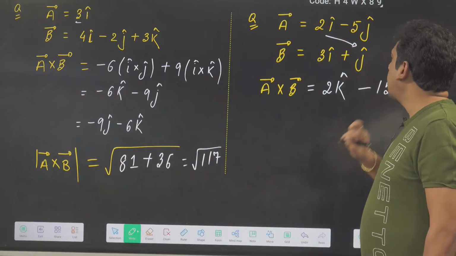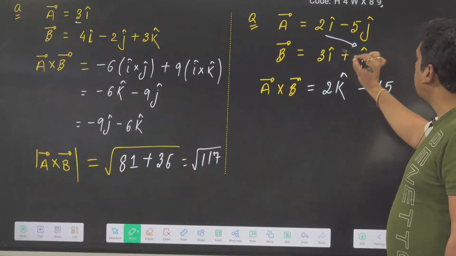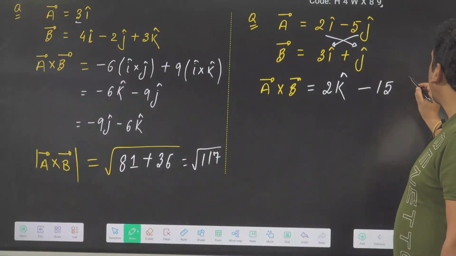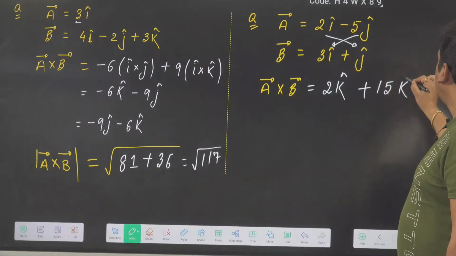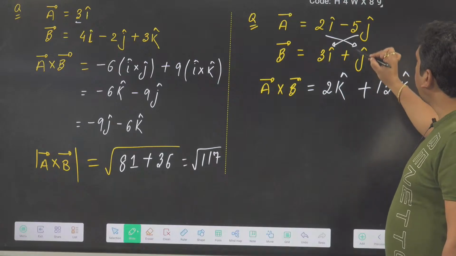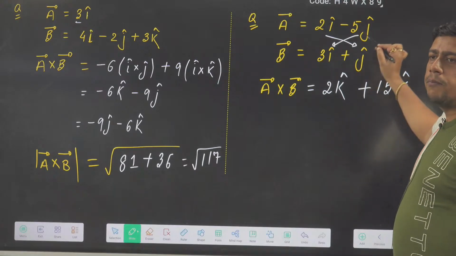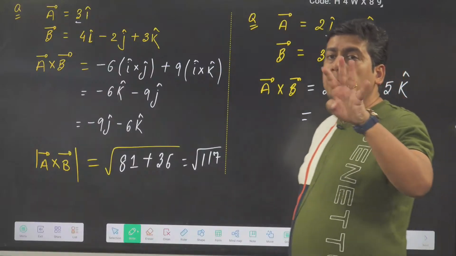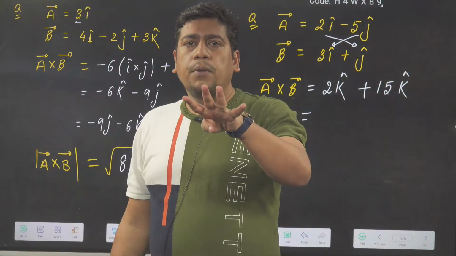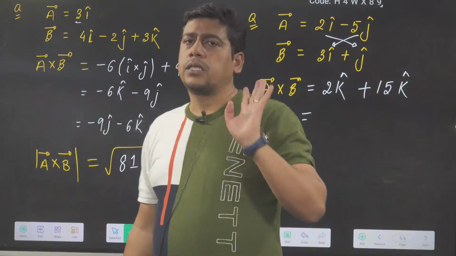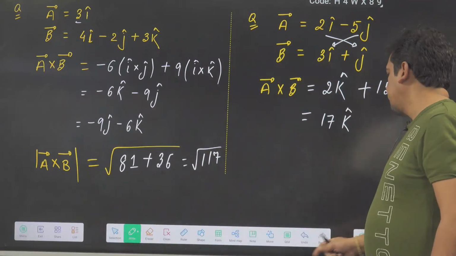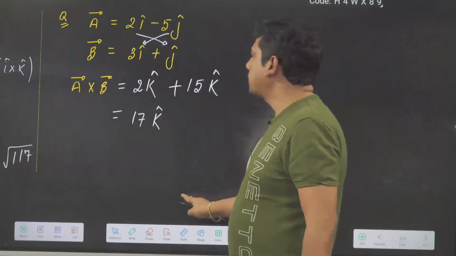But j cross I, because we are multiplying like this, j cross I will be minus k, so minus and minus will become plus. Then minus 5 into 1, minus 5, but j cross j will become 0. We were supposed to get 4 terms, but out of those 4 terms, 2 terms are 0, so we are getting 17 k cap. One more like this.